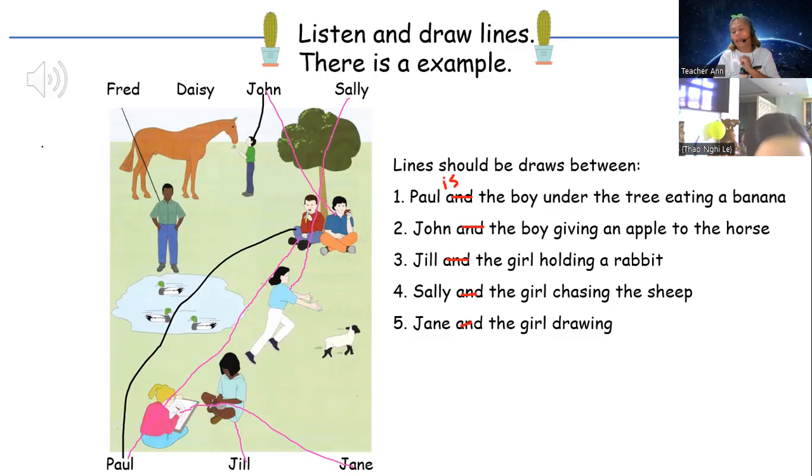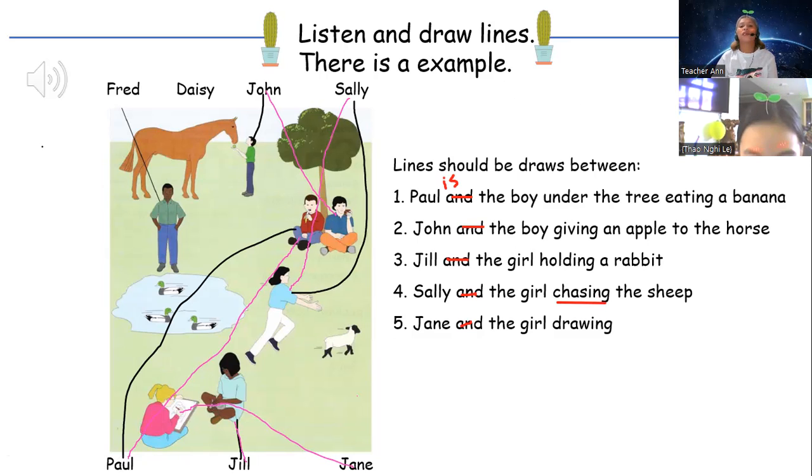Three, can you please read me? She is a girl holding a rabbit. Okay, she is the girl holding a rabbit. Very good. Four. Sally is a girl chasing the sheep. Sally is the girl chasing the sheep. Okay, do you know the word chasing? Do you know this word, Nghi? Yes, I do. Running. Okay, next one. Five.